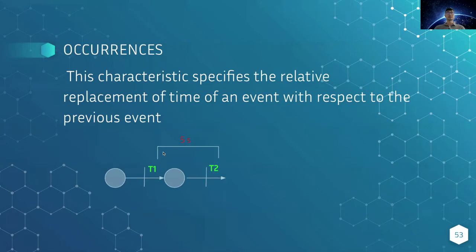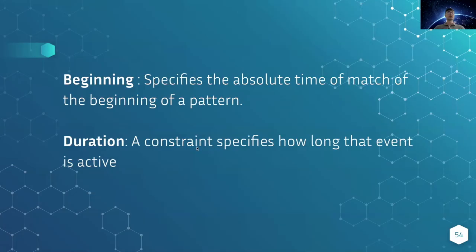Occurrence, the characteristic specifies the relative placement of time of the event with respect to the previous event. For example, we have event T2 here. It will start within 5 seconds from the event T1. Beginning can specify the absolute time of match of the beginning of the pattern. Duration or constraint specifies how long that event is active.